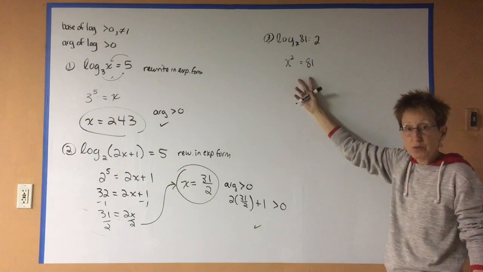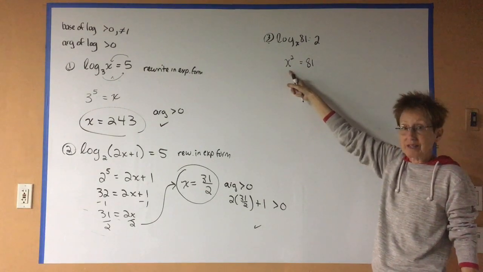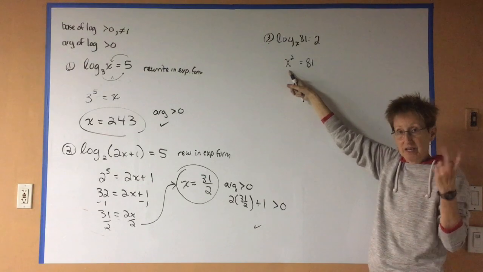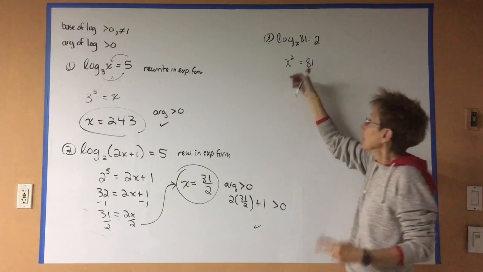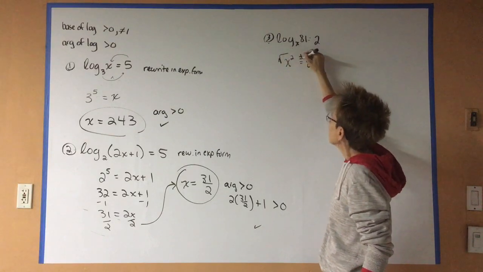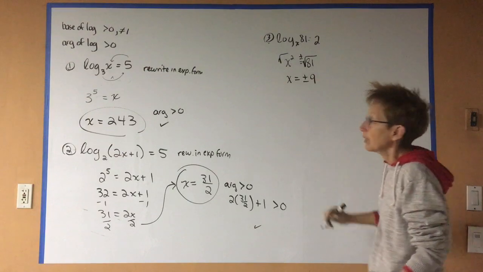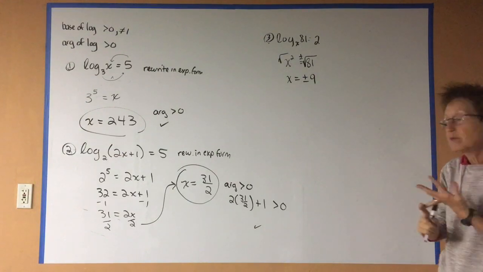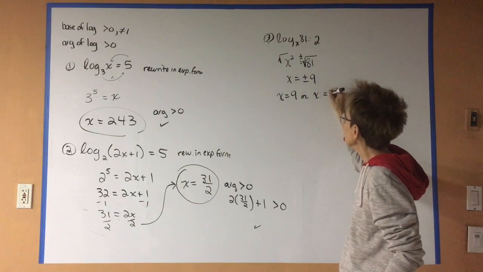Now what kind of an equation do I have when I wrote it in exponential form? It is quadratic. How many answers is this going to have? 2. This is set up perfectly for the square root property. So I take the square root, plus or minus square root. This gives me x equals plus or minus 9. So I get x equals 9 or x equals negative 9. So in other words, x equals 9 or x equals negative 9.